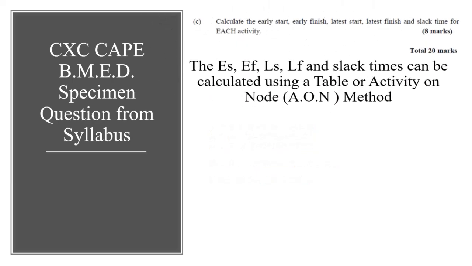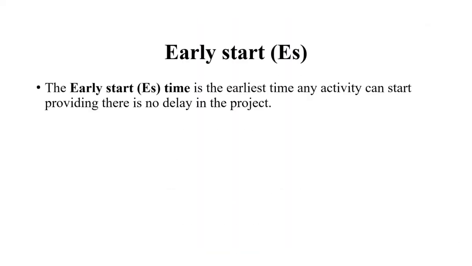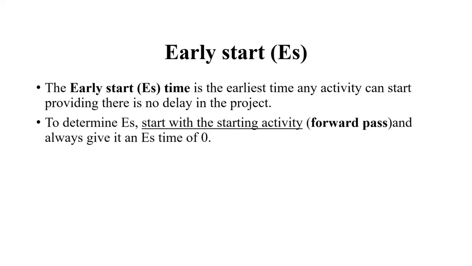Okay, so now we're at the critical point, the whole purpose of this video: to calculate the early start, early finish, latest start, latest finish, and slack times for each activity. These can be calculated using a table or activity on node method, and for this presentation, we'll be using both. We'll be using the AON method to complete the table, and that's really much easier. At the bottom, you can see the diagram highlighting the layout for the AON, and beside it, you have its key. Before we start calculating, we are going to get to understand the terms.